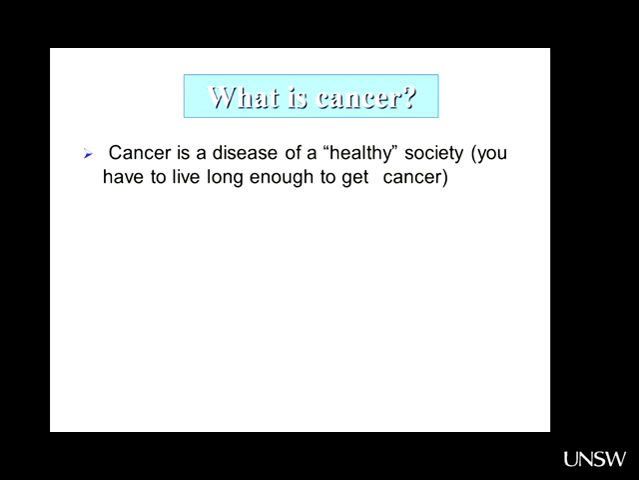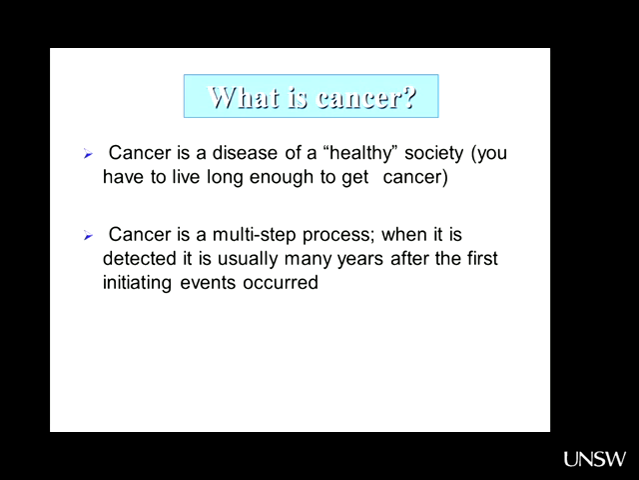So, it's kind of fun to think about, why do I say this? It's because when you contemplate the fact that I say it's a disease of a healthy society, you have to live long enough to get it, it actually has implications for why. And the why is because we now understand it's a multi-step process. You actually have to have many changes induced in a cell for it to become a cancer cell. And that takes time. So the reason I say it's a disease of a healthy society is that the epidemiology shows us that indeed that is the case.